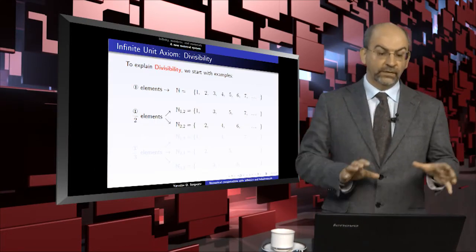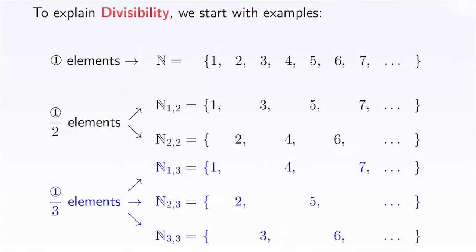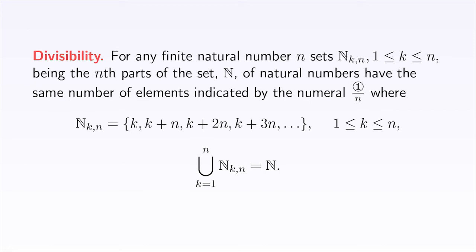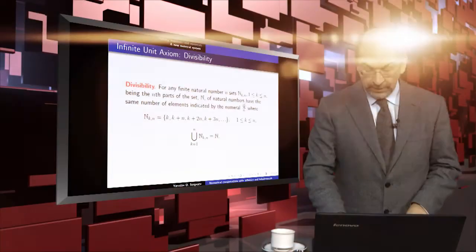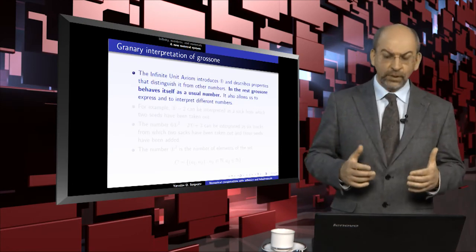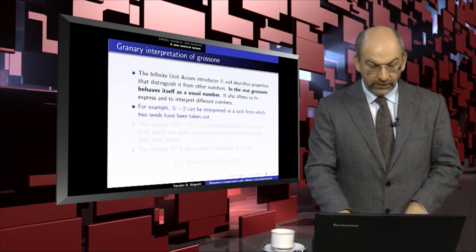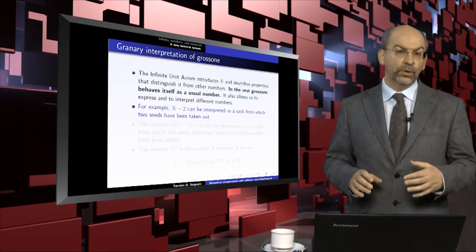We say that the half is exactly 2 times less than the whole, and that the third part is exactly 3 times less than the whole. And in general, we suppose that the set of natural numbers can be subdivided into n equal parts. Each of them has gross 1 divided by n elements. So this introduction of the new symbol allows us to work with a variety of infinite and infinitesimal numbers and the possibility to interpret them.